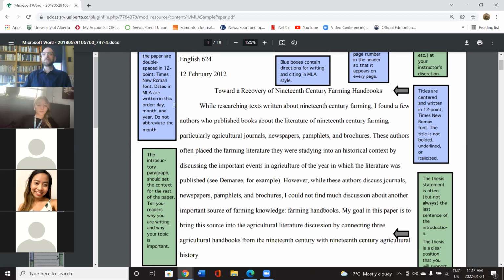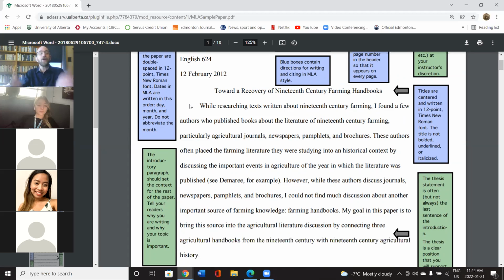While researching texts written about 19th century farming, I found a few authors. I like this. Here's the author inserting herself into the text and saying, as a result of my research, this is what I discovered. I found a few authors who published books about the literature of 19th century farming, particularly agricultural journals, newspapers, pamphlets, and brochures. Notice how this introductory sentence introduces, but in a sort of general way, the genre with which the essay is going to deal. I was doing this and I found these curious texts.